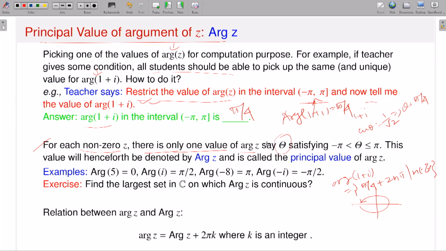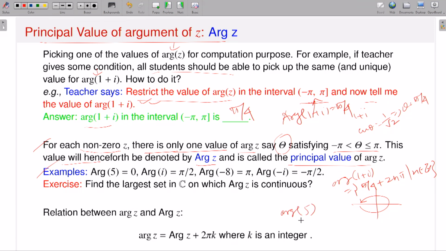Let it be this theta, which lies in the interval minus pi to pi, where the right-hand point is closed. This value will henceforth be denoted by capital Arg of z, and this is called the principal value of my argument Arg of z. Okay, one example: if you remember, I calculated what is small arg of 5.